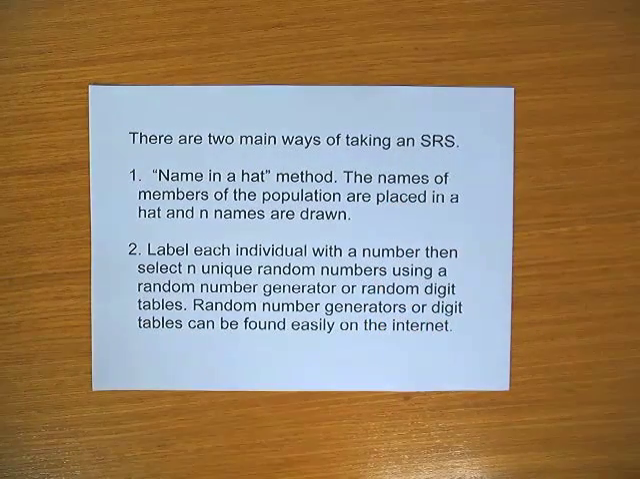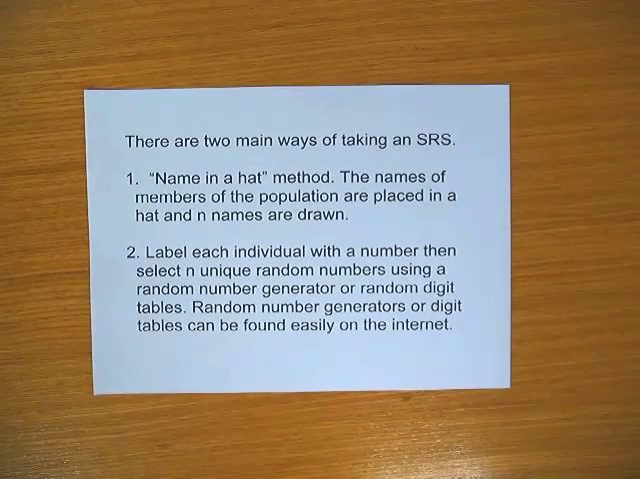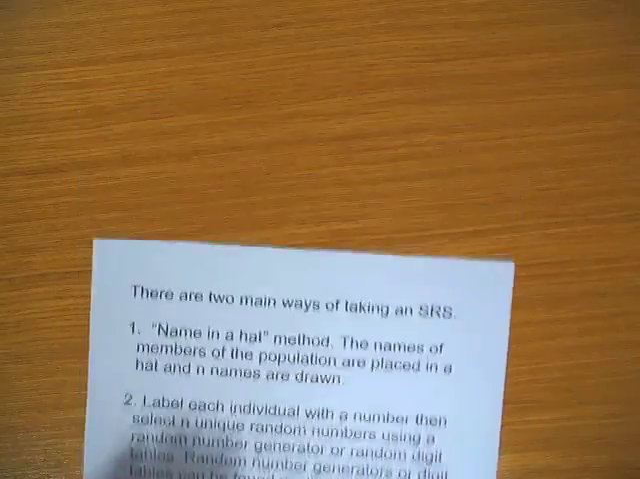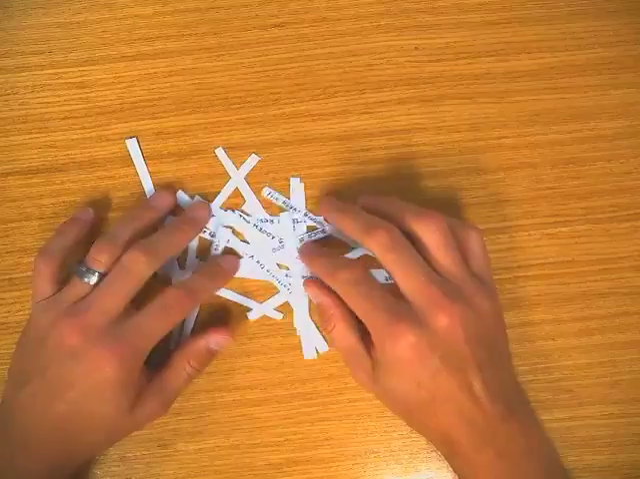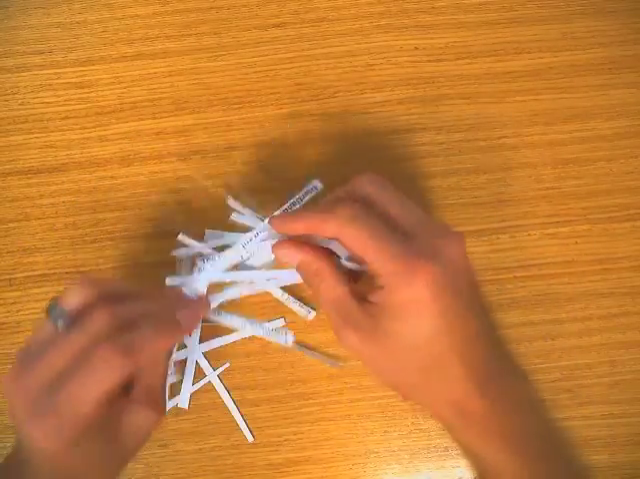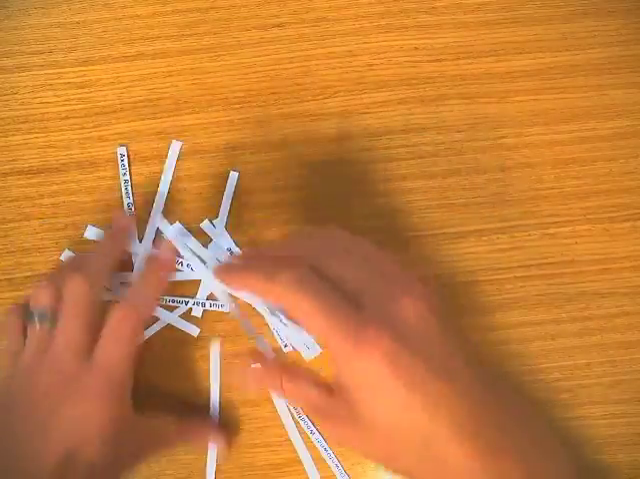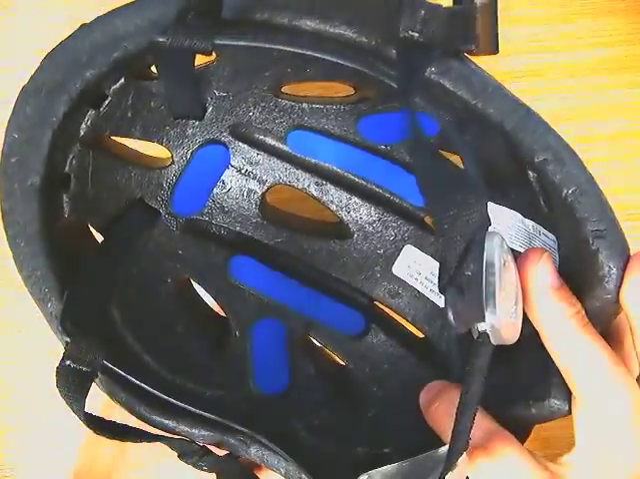Method 1 is what we call the name in a hat method. The names of the members of the population are placed into a hat and n names are drawn. So let's do that. What I have here are all of the restaurants cut out. Each of them is the same length, and all 24 are listed here. So what I'm going to do is mix them up, really mix them up, and put them in a hat. Instead of a hat though, I have a bike helmet.